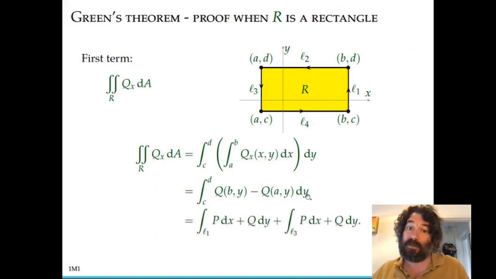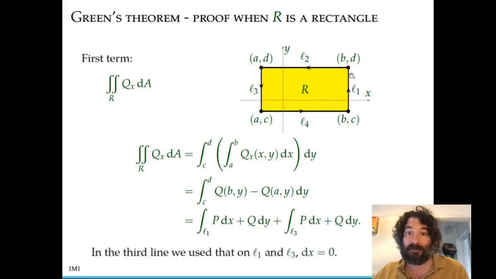And then if we translate this previous line into line integrals, we get that in fact this double integral over R of Qx dA is the line integral over L1 of P dx plus Q dy plus the line integral over L3 of P dx plus Q dy. Here we've used the fact that on L1, x is equal to the constant b, and so dx is equal to 0. This is similar to what happened in the example we looked at. And so this term, P dx, is actually just 0 in this line integral.